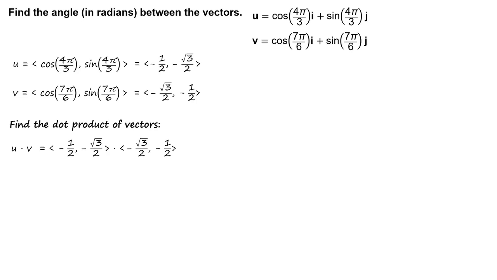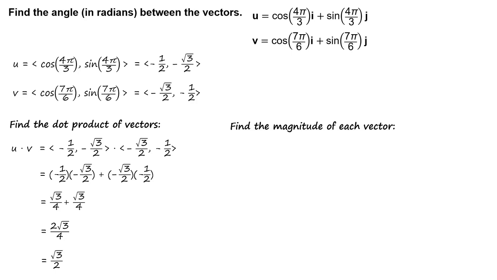Now, find the dot product of the vectors by multiplying the x components of the vectors together and the y components of the vectors together, then adding the products. So you have negative 1/2 times the negative square root of 3 divided by 2 plus the quantity the negative square root of 3 divided by 2 times negative 1/2. Simplify, and you have the square root of 3 divided by 4 plus the square root of 3 divided by 4, which is equal to 2 times the square root of 3 divided by 4. Simplify, and you have the square root of 3 divided by 2.